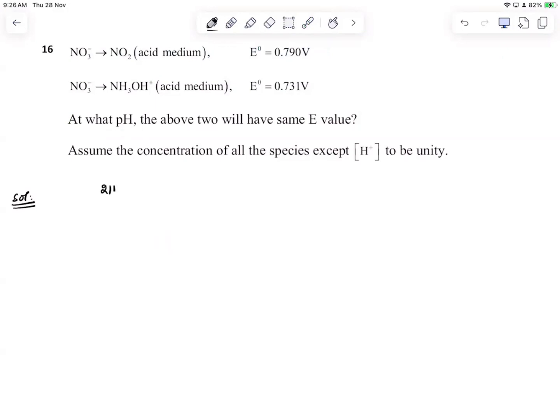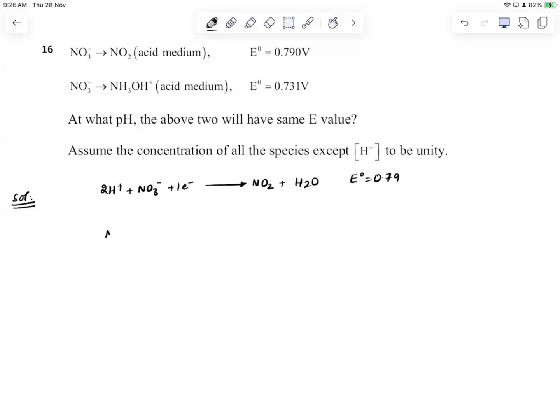I should have something like 2H plus NO3 minus to give NO2. Sorry, it should be taking one electron because there is a reduction. So plus one electron to give NO2 plus H2O. For that, the E naught value is given as 0.79.